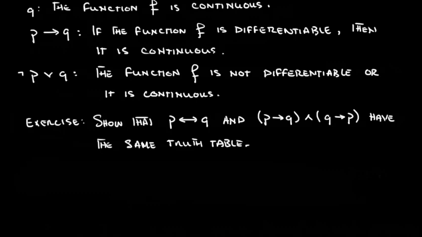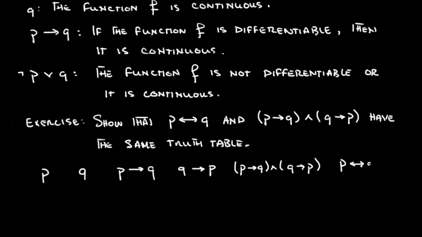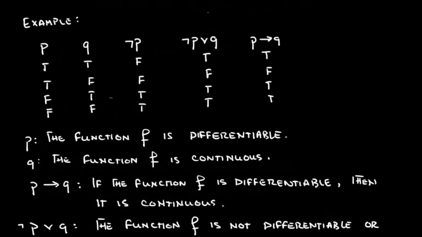Okay, so the idea is that you're going to start with P and then P and Q, so write out all the possible combinations. Then you write the column for P implies Q, and then the column for Q implies P. Do the same for P implies Q and Q implies P, and finish with P is equivalent to Q. And you're going to want to compare those two columns, just like we did right here.